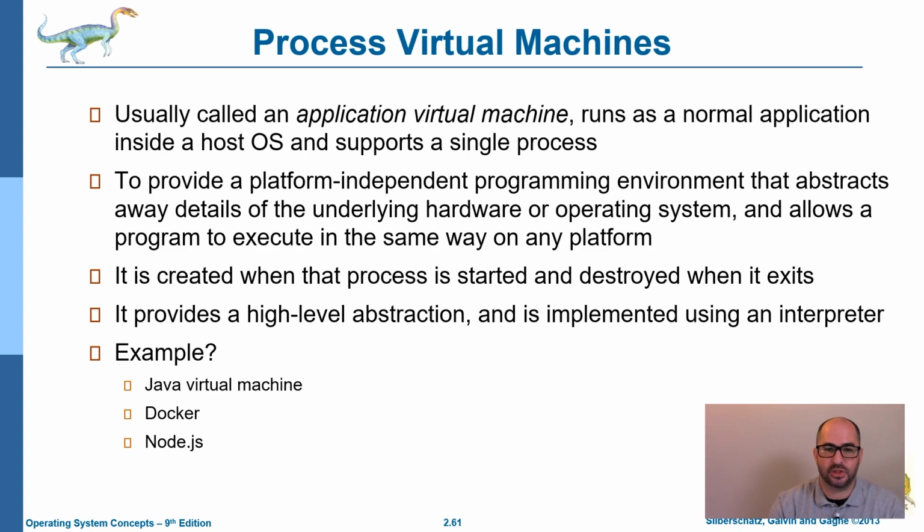A process virtual machine typically runs an application, and this has been sometimes described as a sandbox where only the application runs within that one sandbox. And so that virtual machine is created when the process starts and destroyed when it exits. And this doesn't service a whole operating system, this serves a particular application. You can think of this in the Java virtual machine, which spins up when you begin your Java program and then shuts down when that Java program ends. Similarly, Docker and Node are examples of process virtual machines.